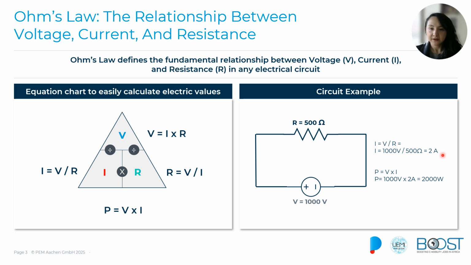As we already have the voltage and the current that is flowing through the circuit, we can calculate as well the power of this system. And it can be easily calculated as the multiplication of both of those. And finally, in this case, we will have a power consumption of 2 kilowatts.